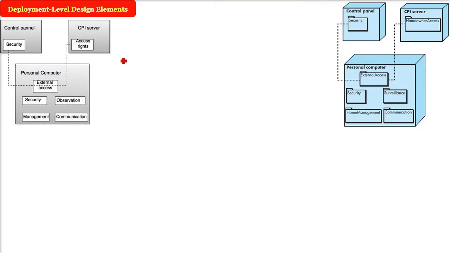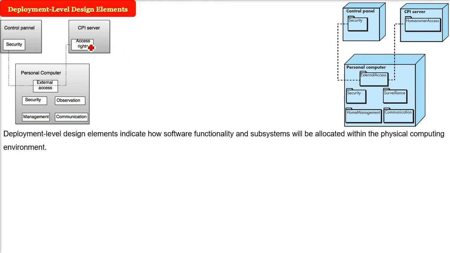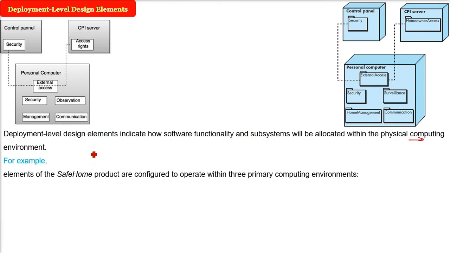Deployment level design elements. Deployment is where you are actually installing it, deploying it, porting it. So deployment level design elements indicate how software functionality and the subsystems of the system will be allocated within the physical computing environment. For instance, again the example of the SafeHome product. These are configured to operate within three primary computing environments. What can be these computing environments? It can be your home-based PC, the PC you work on or the laptop you work on.